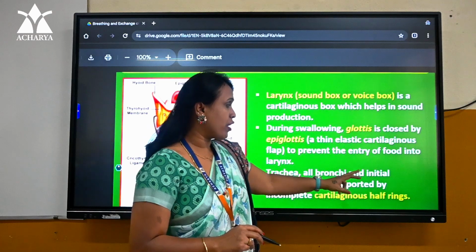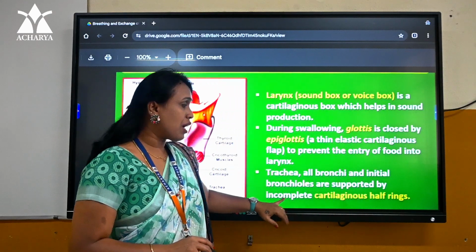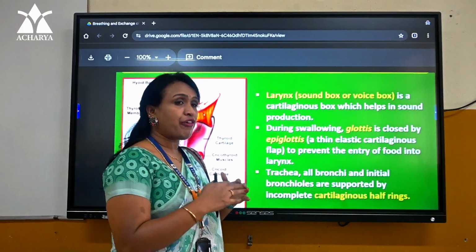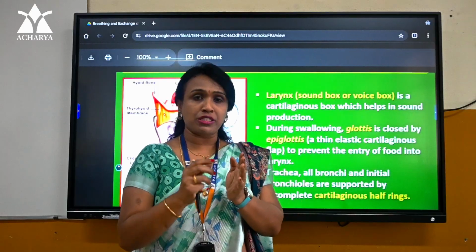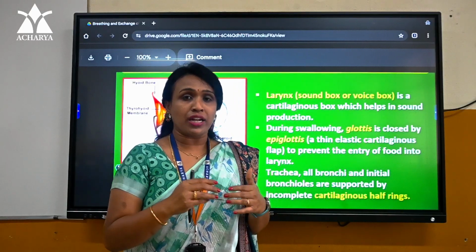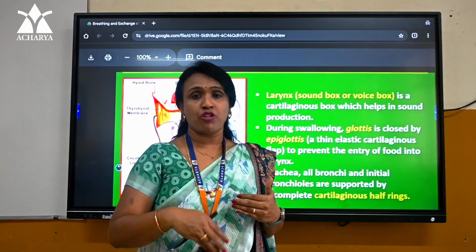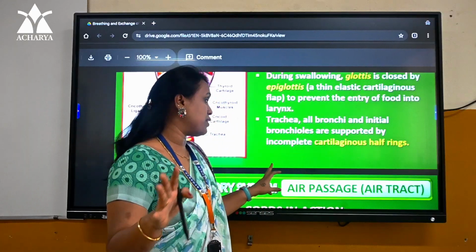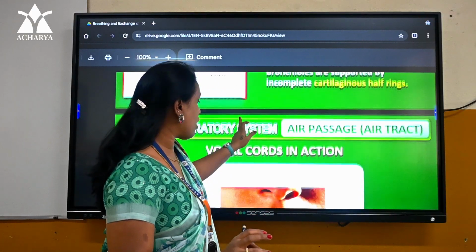The trachea, bronchi and initial bronchioles are supported by incomplete cartilaginous rings. And what about the other half? The other half is completed by muscles. So half has the cartilaginous ring and the other half is muscle, and that is the reason why the up and down movement of the trachea can happen during inhalation and exhalation, and it also helps in non-collapsing. It avoids the collapse of the trachea.